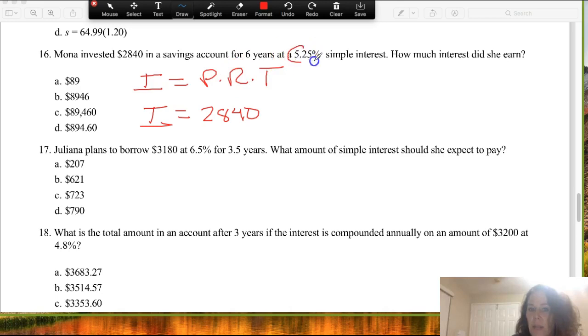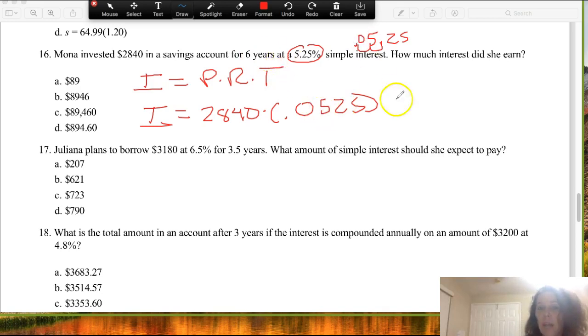Your rate, right here, needs to be in decimal form. So 5.25 in a decimal, I move it over 2 places, would be times 0.0525. Moved over 2 decimal places and you put a 0 there. And then your time is 6 years. Just do this on a calculator. Your interest should be $2,840 times 0.0525 times 6. And you're going to get $894.60. It should be D.